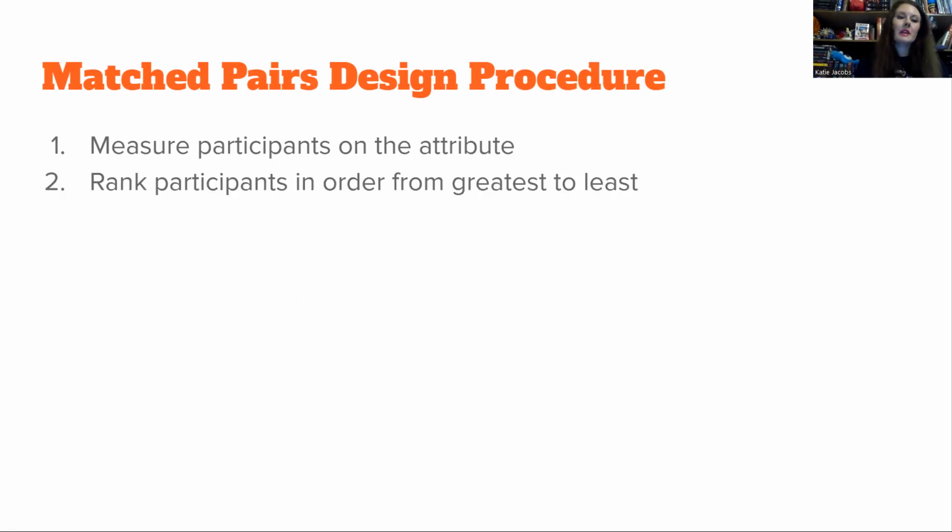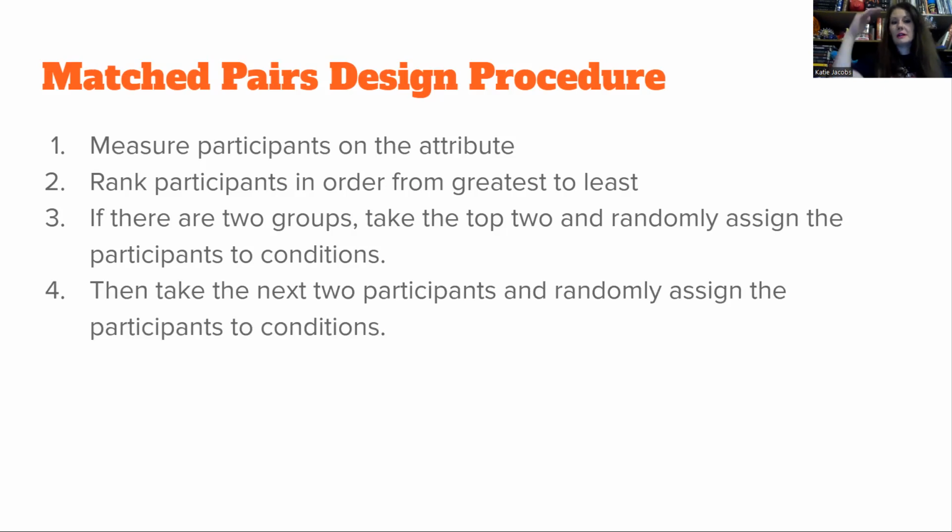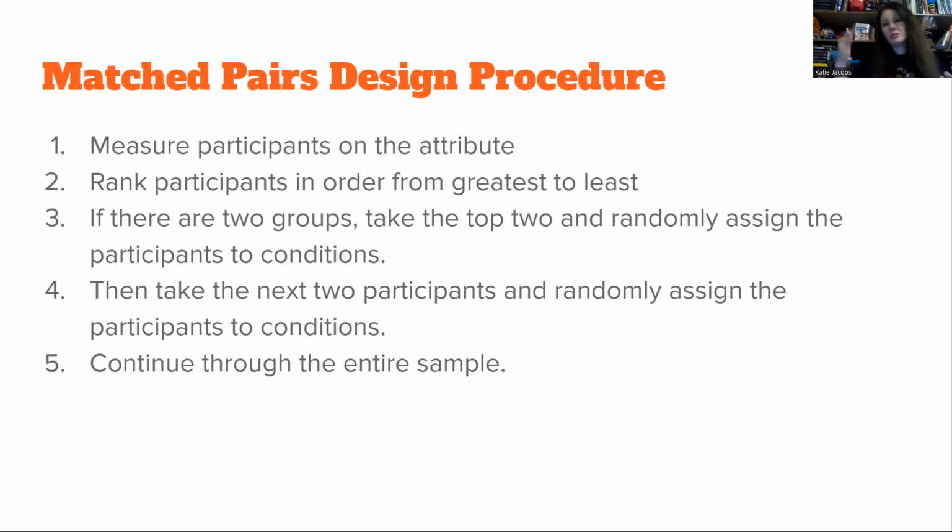The way that we would do this is we first measure the participants on whatever attribute. So if it's age, we get the age of all of our participants. Then we rank the participants in order from the greatest to the least, so we have our oldest participants all the way down to our youngest. If we're assigning participants to two groups, we would take the two oldest and then randomly assign them to groups. We don't get to pick those groups. We randomly assign them using a number generator. Then we go to participants 3 and 4, the next two participants, and randomly assign those two to groups. Then we continue through the entire sample until everybody is randomly assigned to a group, but it's based on their age, if that's the attribute that we're looking at.